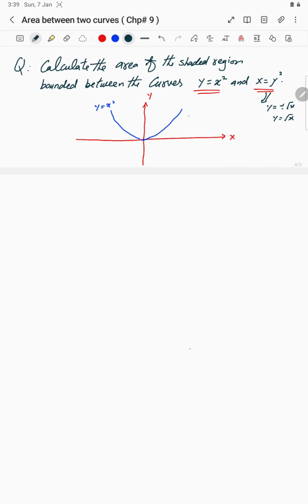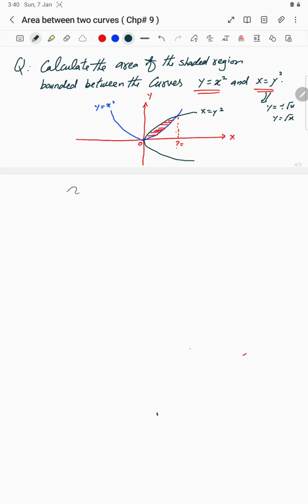So if we draw y equal to x square, the curve will be like this. Here x equal to y square, and this is the shaded region between what we are looking for. One value seems to be 0, the other we are interested to find. Okay, for the values we need to equate these two curves to find the intersecting point of the curves, which helps us to take the limits of the definite integral.